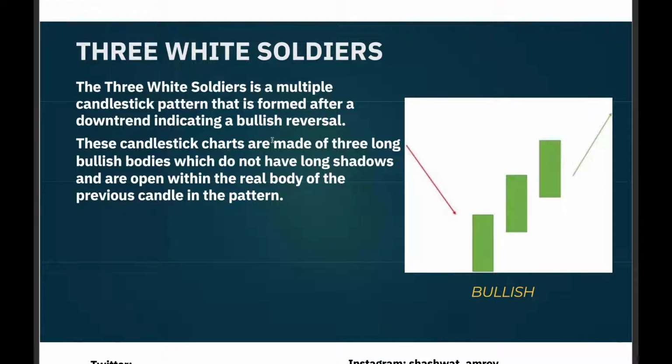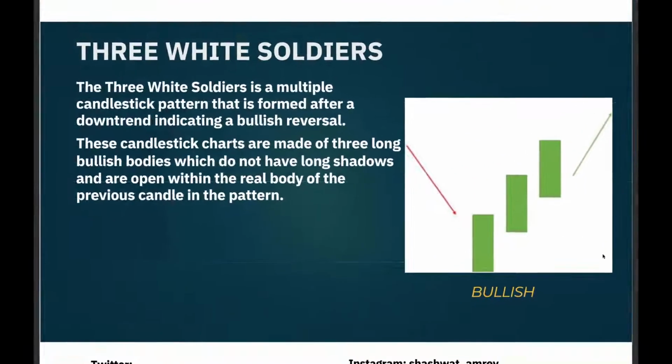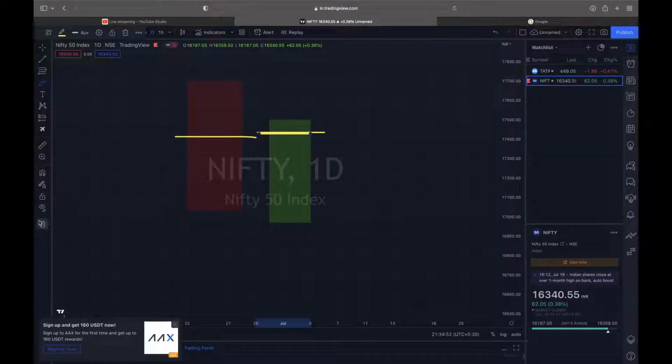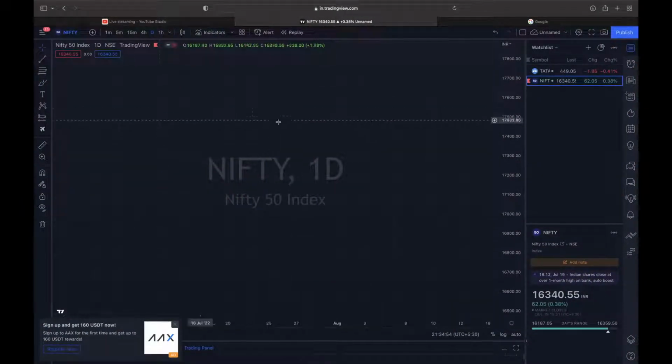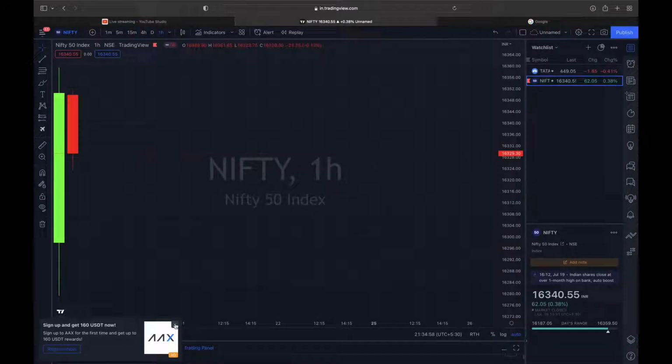The three white soldiers will represent the upside move. It is a multiple candlestick pattern that is formed after a downtrend, indicating a bullish reversal, and this will represent upside move. How upside move? I'll just show you a live example in Nifty, on the 1 hour chart, and just check this out.